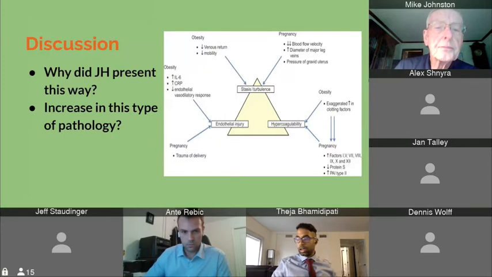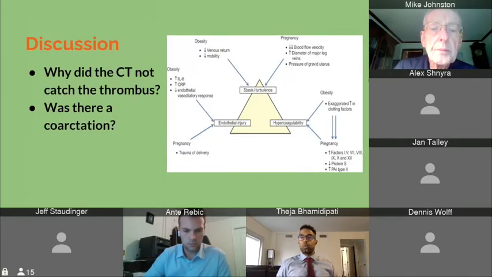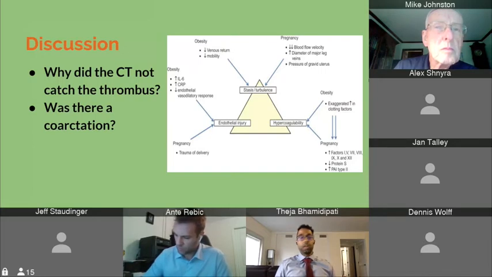On the next slide, I'll talk about the really interesting part, which was why this was initially considered a coarctation rather than a thrombus. The simple answer you could give is that we never knew, or that the CT was misread. It was just bad radiology. But I think that would be oversimplifying.